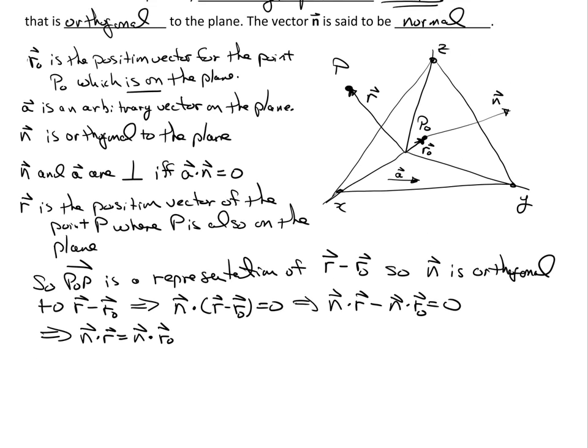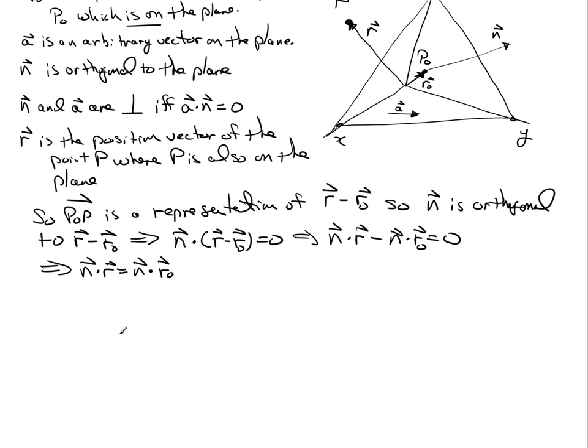Now, I'm going to write vector n in component form as having the components a, b, and c.